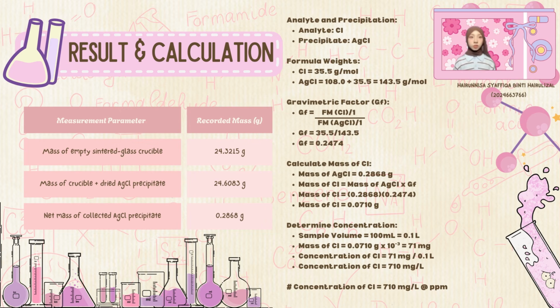Now, we can determine the concentration. How to determine the concentration? The sample volume is 100 mL, which is equal to 0.1 liter. Therefore, we have to convert the mass of chlorine ion into milligram, which here is 71 milligram. Therefore, the concentration of chlorine is 71 milligram divided by 0.1 liter. The final calculated concentration of chlorine is 710 milligram per liter or ppm.